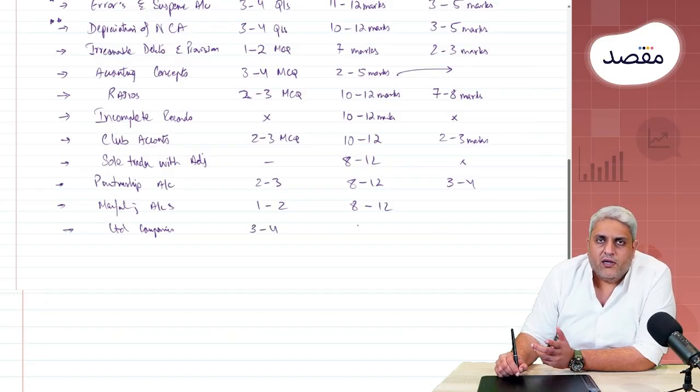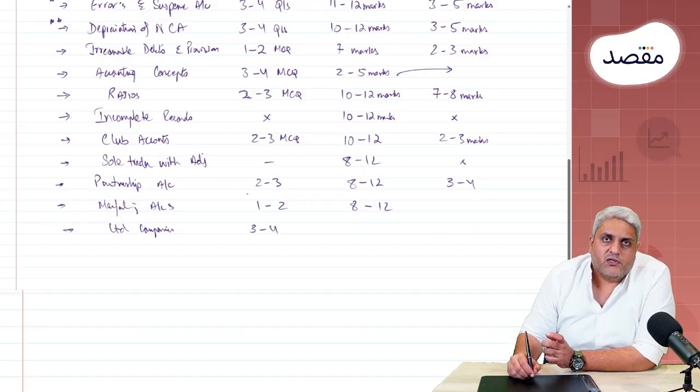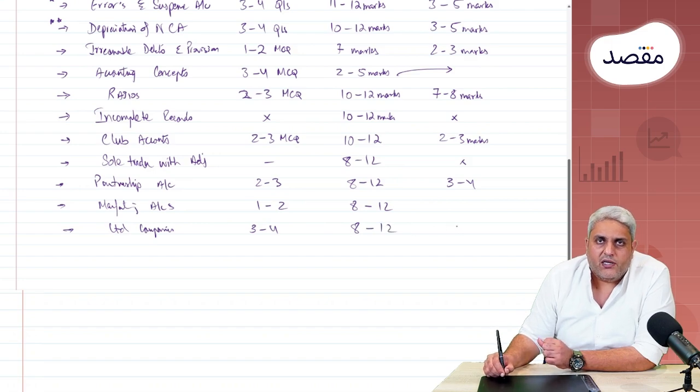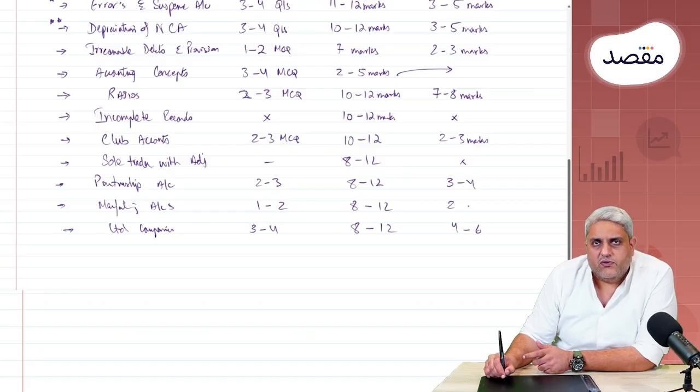Limited companies, yes. 3 to 4 MCQs, maybe. A question could be on statement of changes in equity, maybe an income statement, maybe a statement of financial position. A good question always. And yes, very yes. Difference between ordinary shares and preference shares, difference between interim and final dividend. So 4 to 6 marks की theory आती. Manufacturing I would give like 2 to 3 marks की theory.